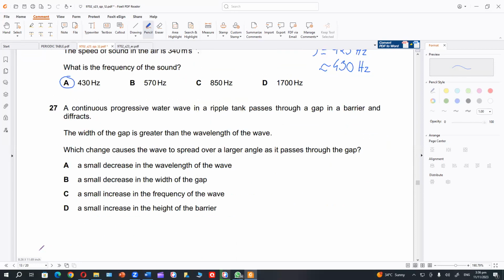A continuous progressive water wave in a ripple tank passes through a gap in a barrier and diffracts. The width of the gap is greater than the wavelength of the wave. Now, this is a technical issue. Actually, the gap should be narrower than the wave. By rule, the width of the gap should be narrower than the wavelength of the wave. Which change causes the wave to spread over a larger angle as it passes through the gap?